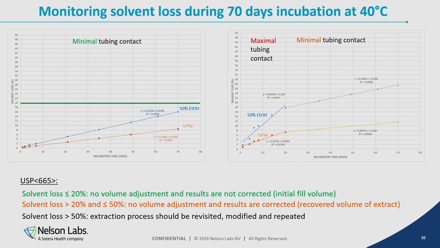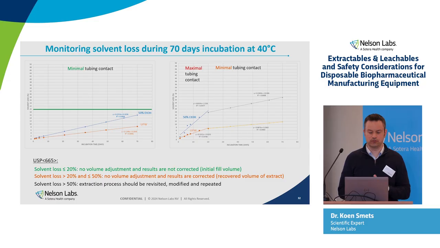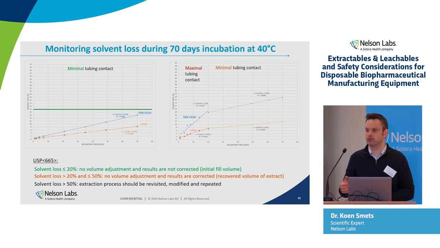And in that case, USP 665 recommends to use the recovered volume, so the volume after the extraction, to do the calculation afterwards to micrograms per square centimeter.